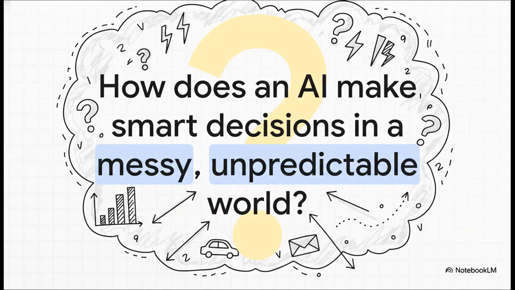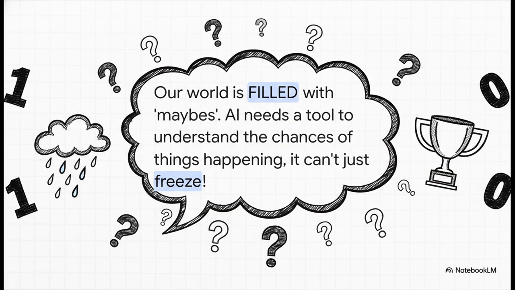I mean, think about it. This is the big question, right? If we want an AI to do anything useful, like filter our spam emails or drive a car, it can't just throw its hands up and quit when things aren't perfectly clear. It absolutely needs a way to think about what's probably going on. And let's be real, our world is just a giant soup of maybes.